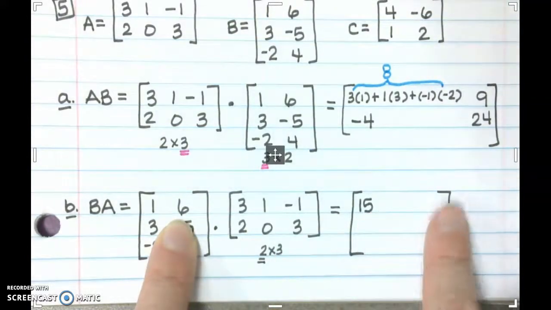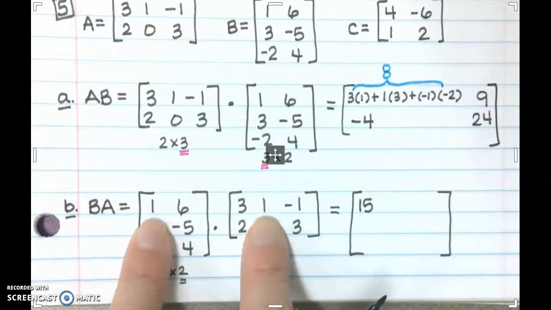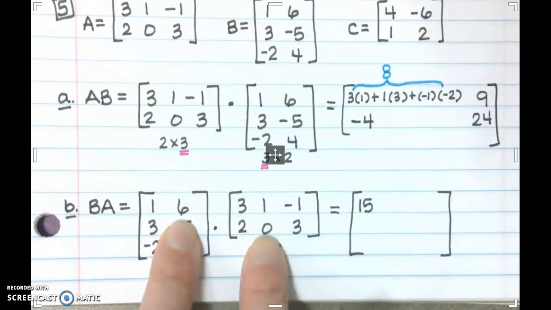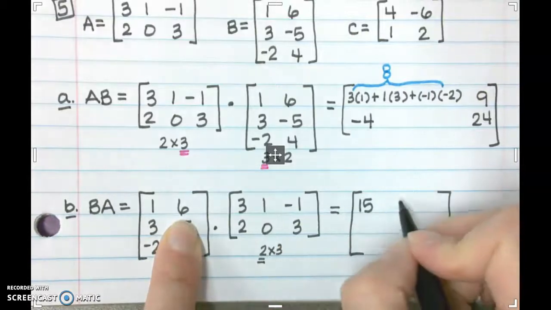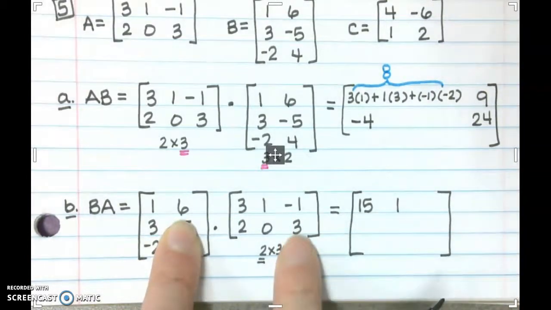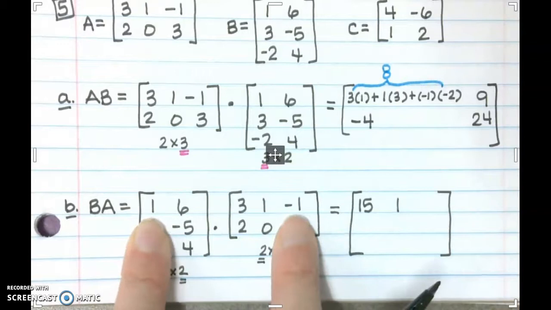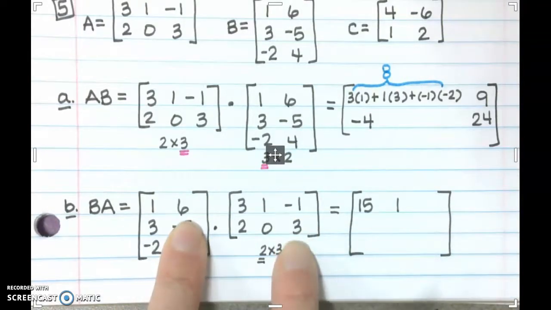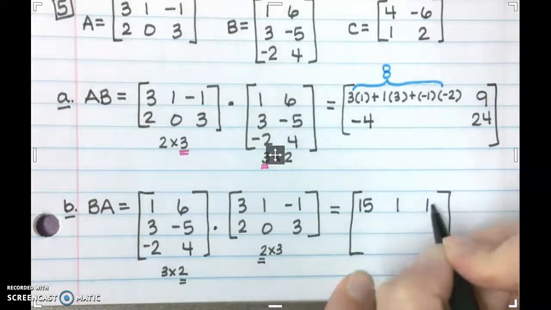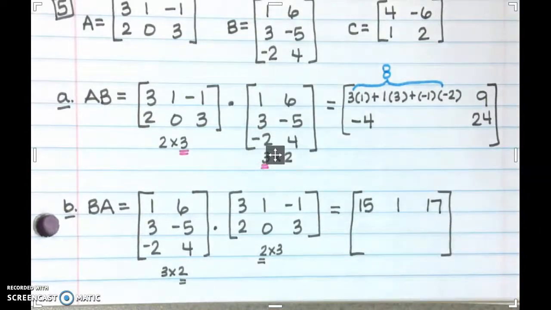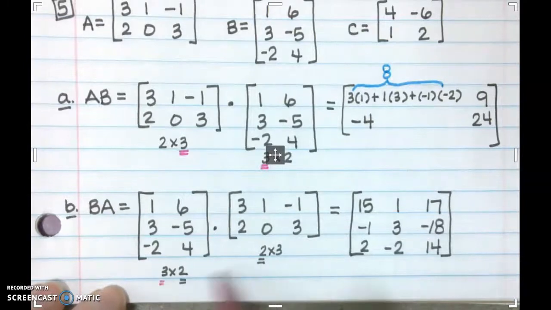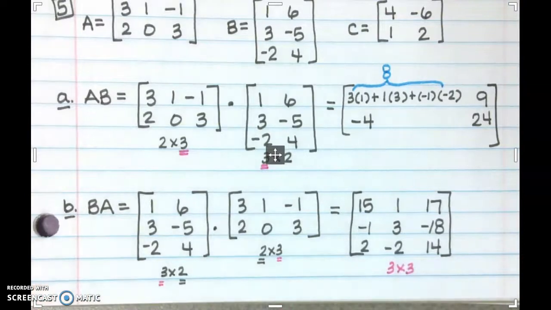I think I'll go this way. I'm going to stay in this row, move to the next column. 1 times 1 is 1, plus 6 times 0 is 0. 1 plus 0, 1. And move to the last column, still on the top row. 1 times negative 1 is negative 1, plus 6 times 3, which is 18. So negative 1 plus 18 gives me 17. See if you can finish that multiplication. How'd you do? Notice that we said these outside dimensions would match the dimensions of our product, and they do.